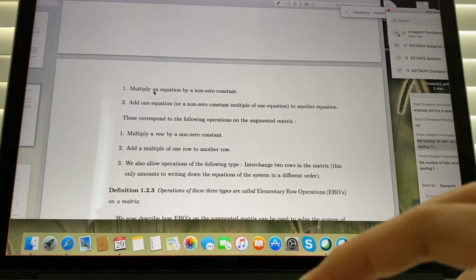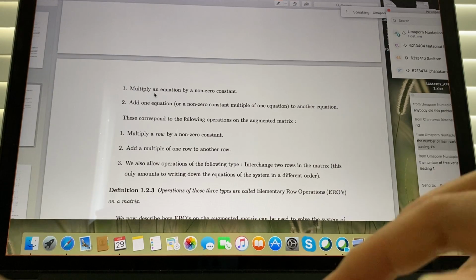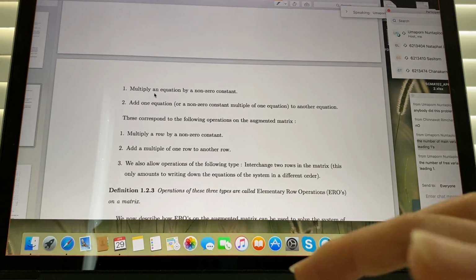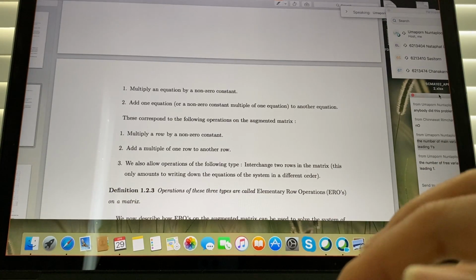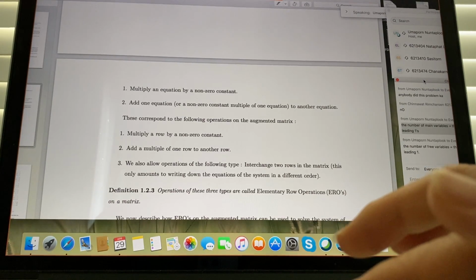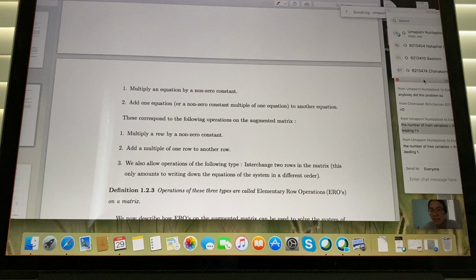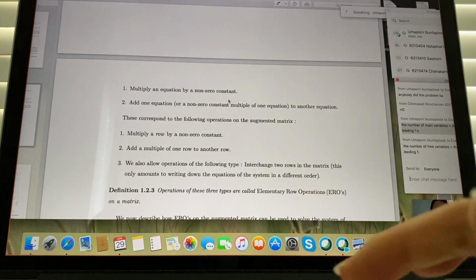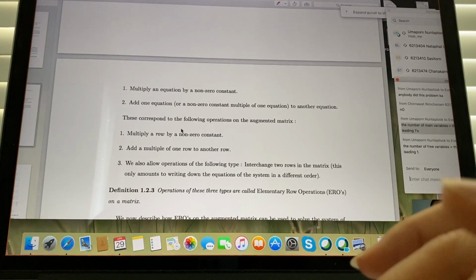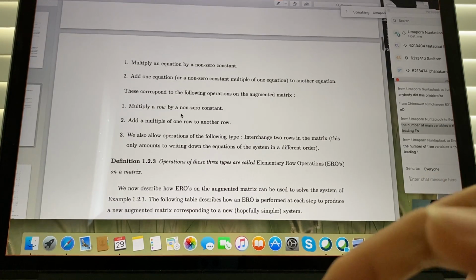After that, you follow the row operation. Row operation means you can multiply an equation by a non-zero constant. I emphasize non-zero. Don't multiply any row or any column by 0. Otherwise, you won't get any result. And then you can add one equation to another. After that, you can follow the operation on the augmented matrix here.